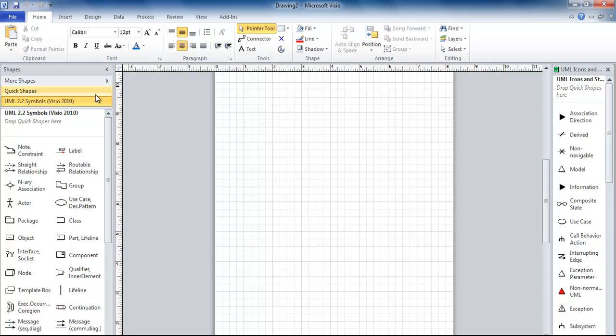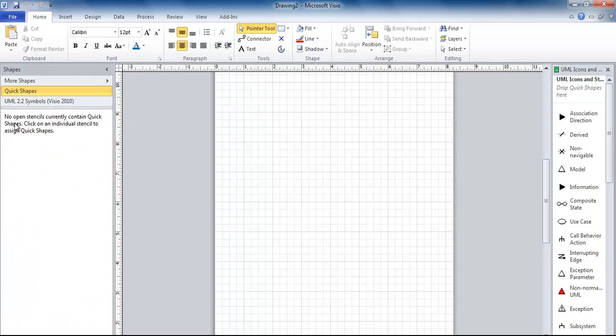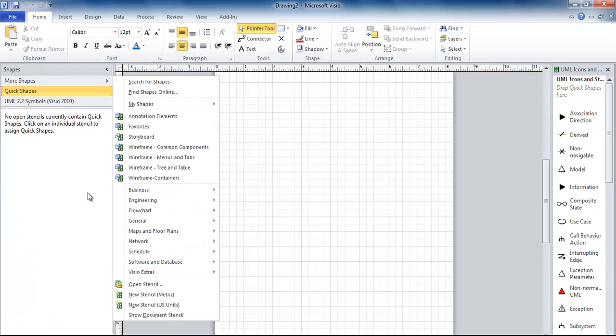Okay, now this is basically the page where I can put my diagram, create a diagram here. These are the symbols, and here is quick shapes. These are here, more shapes if you want. You can use it from here, whatever you want.